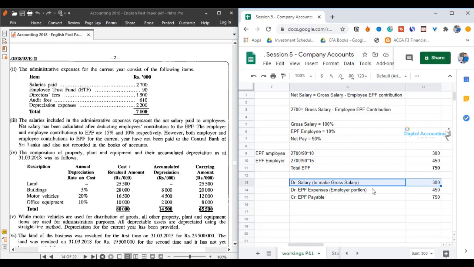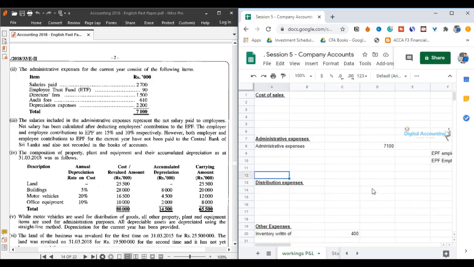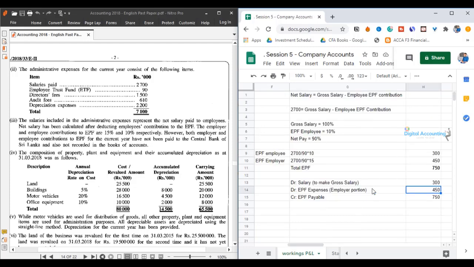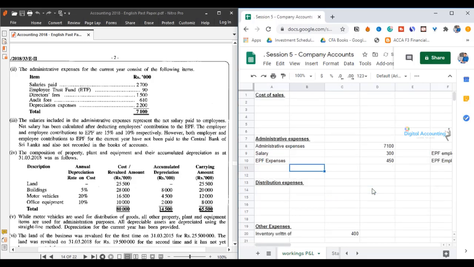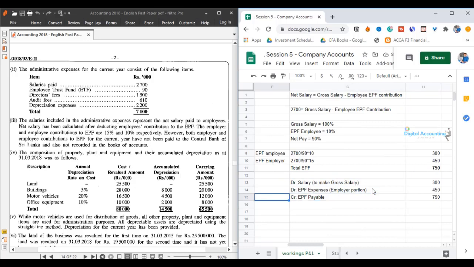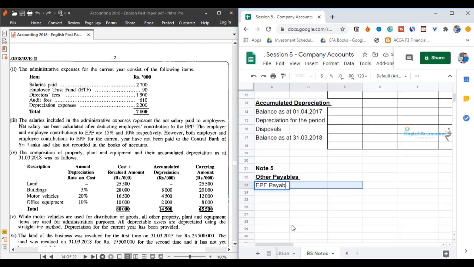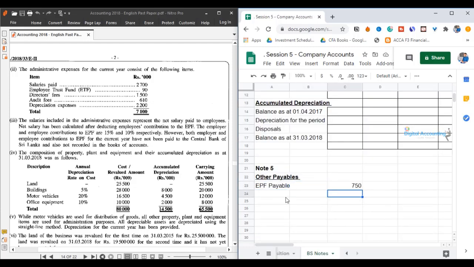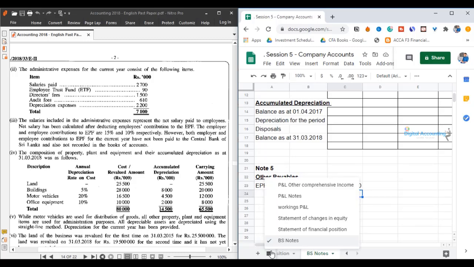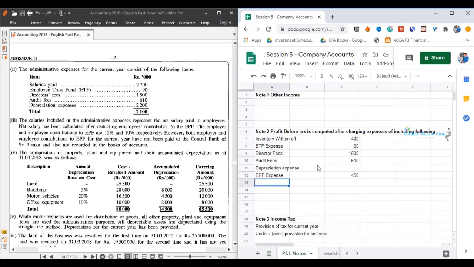For the salary 300, we can add in the workings of admin expenses 300. So already 2,700 is there. So we add that 300. Now the gross salary we have recorded as 3,000. Then EPF expenses employer portion also we need to show under admin expenses 450. Then both EPF payable 750 should go to balance sheet other payable. Also EPF expense 450 will go to note 2. Okay, that's all for additional information 3.